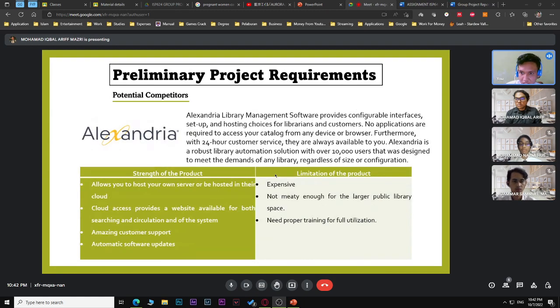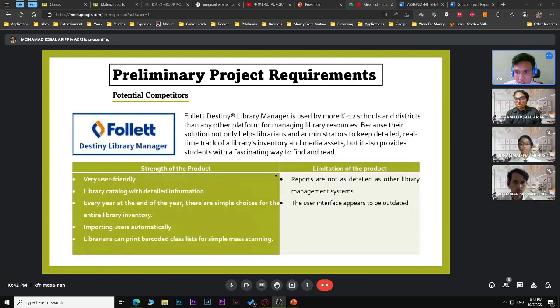The second competitor is Alexandria. It is a company that provides library management software with a configurable interface, setup, and hosting choices for librarians and customers. The third competitor is Follett Destiny Library Manager. It is used by more K-12 schools and districts than any other platform for managing library resources.